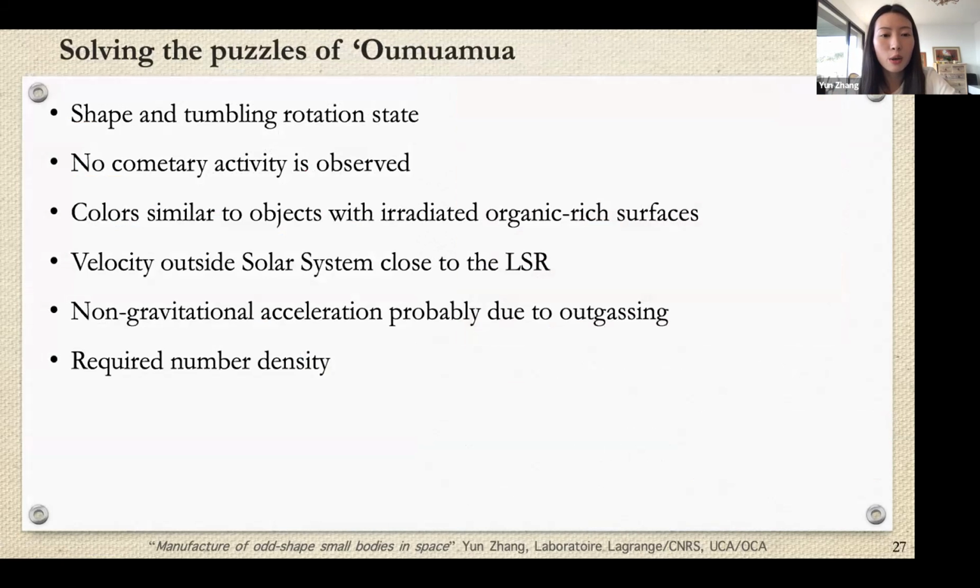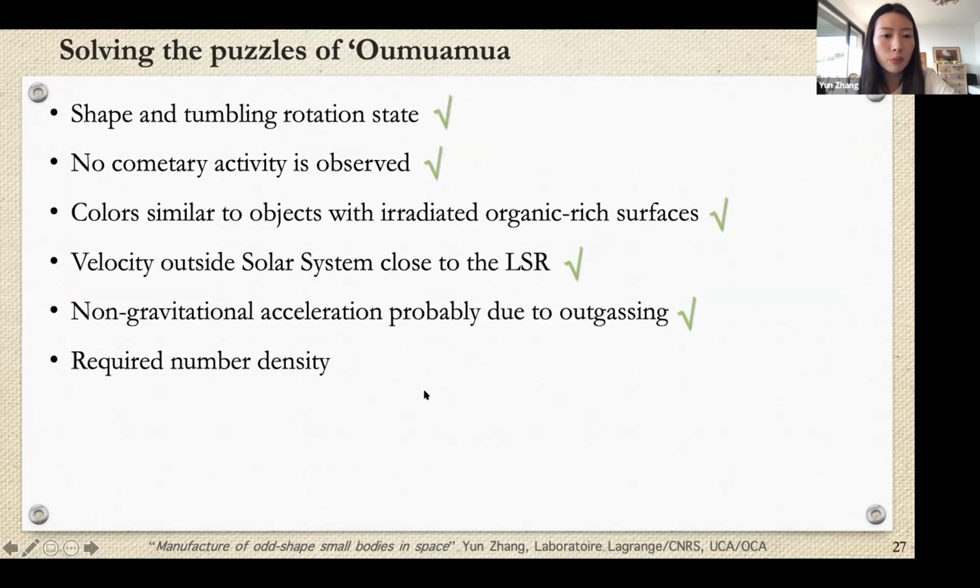So now let's go back to the puzzles of Oumuamua and see if our simulation result and the proposed scenario can explain its puzzles. As shown in previous slides, the puzzles regarding the shape and tumbling rotation, no cometary activities, and velocities can be well solved. Also, some residual volatiles can commence sublimation and provide the source of outgassing to account for the non-gravitational acceleration.